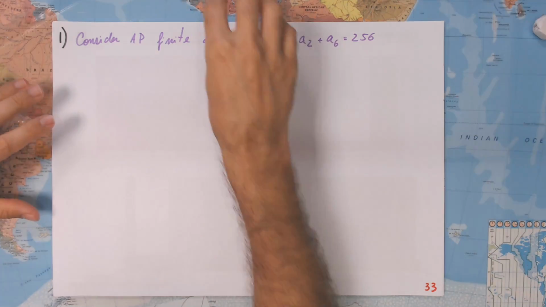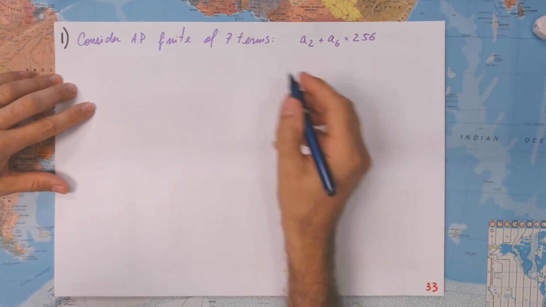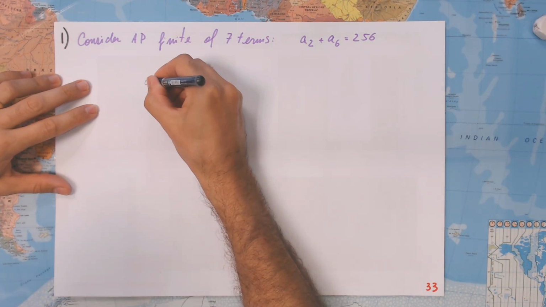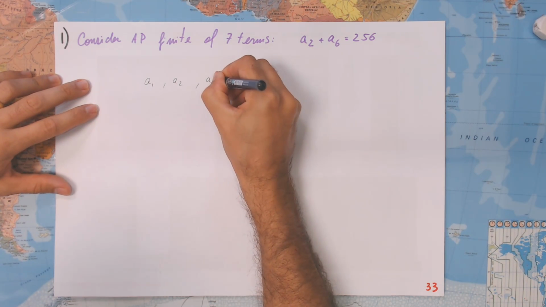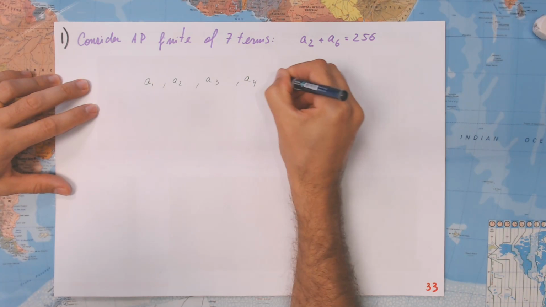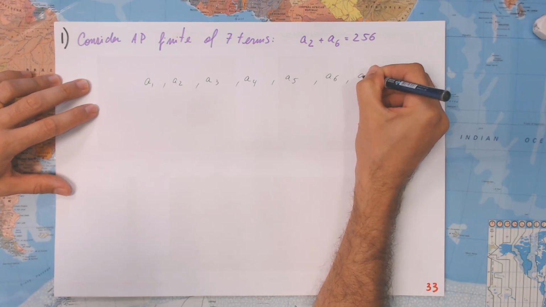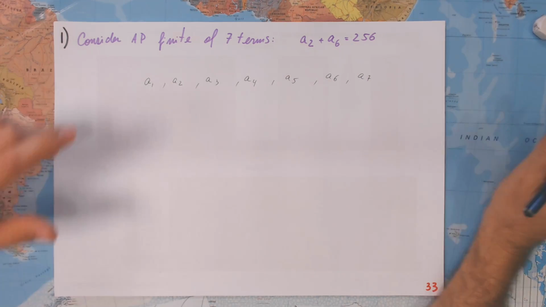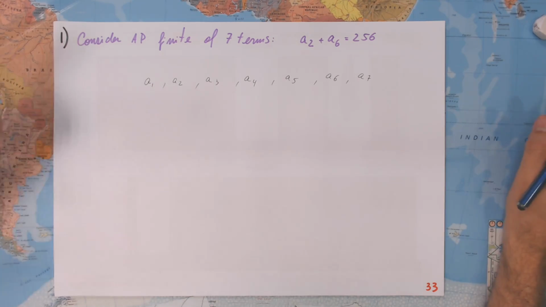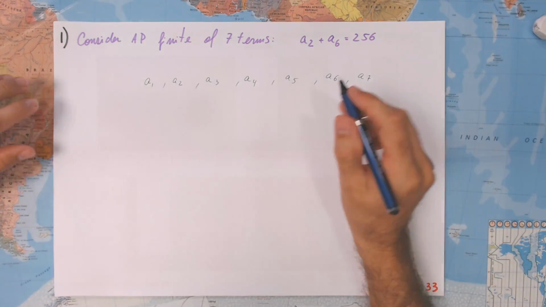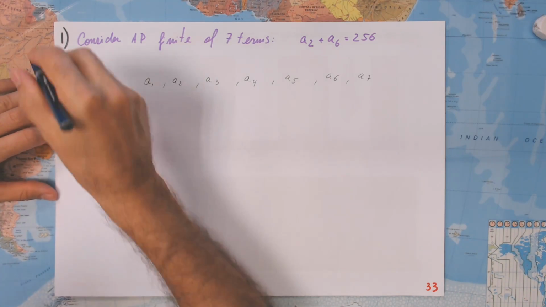So what can we say about this information? Well, let's write it down. A1, A2, A3, A4, A5, A6, and A7. Remember that rule. I know that here it is very easy, but remember the rule. How can we find the middle term? Of course for this one it is very easy, but how can you find it?